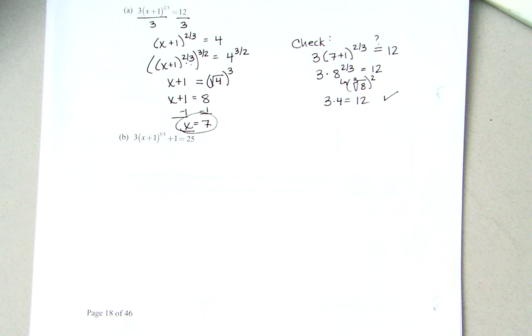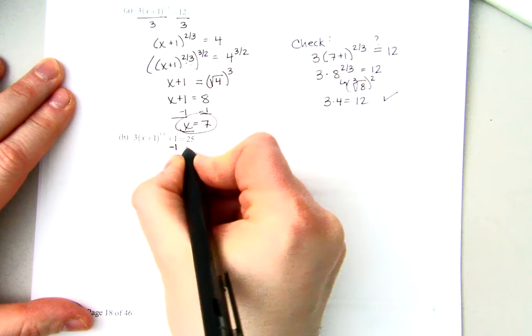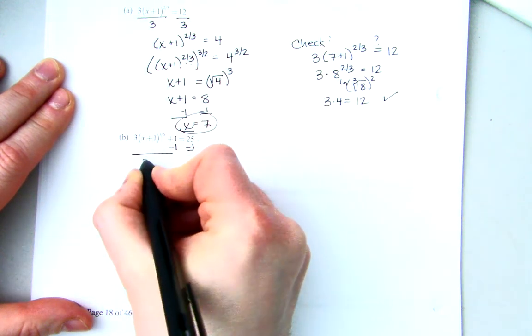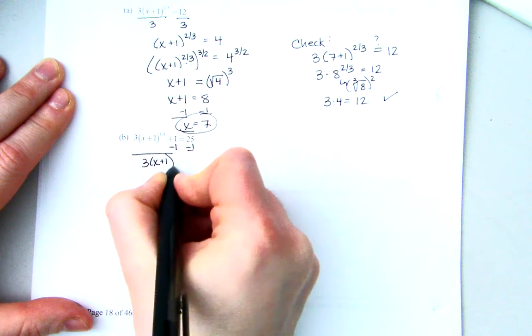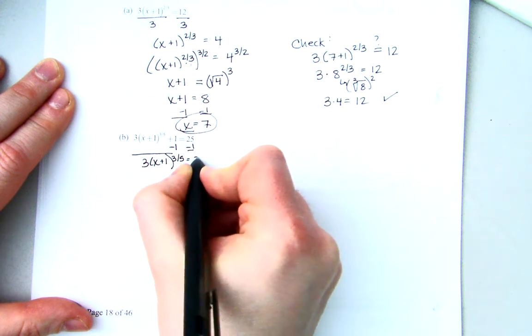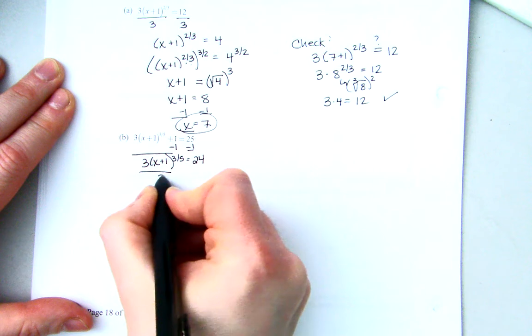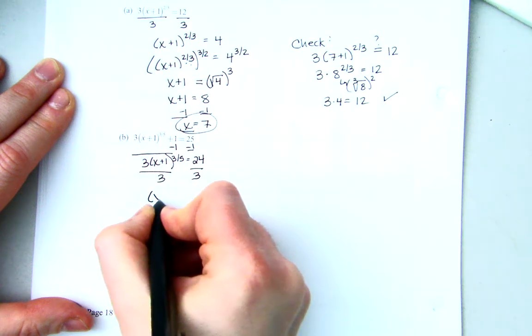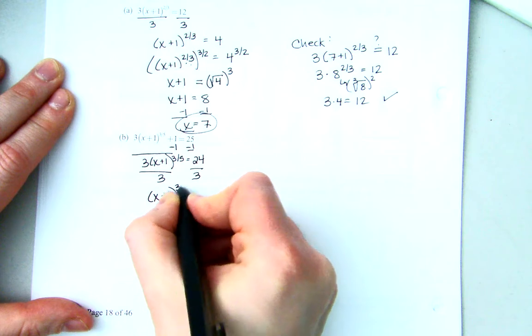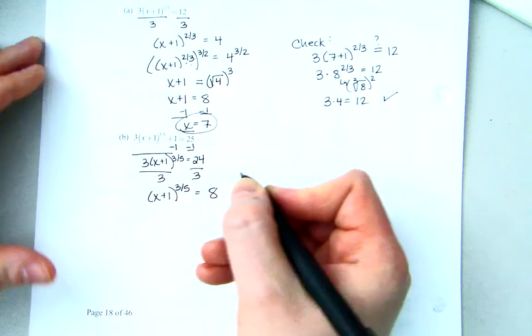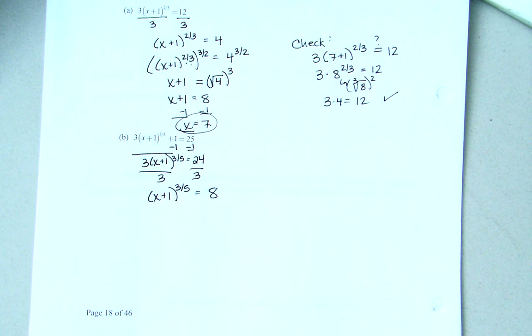If you use a calculator, that's fine, I guess. 25 over 3? Really? Leave it like that? Oh, it shouldn't be 25 over 3. I think you need to get rid of the plus 1 first. Oh, so it's 24, which will be something good. I have to do it by 5 first. So I was able to get x plus 1 to the 3/5 equals 8.